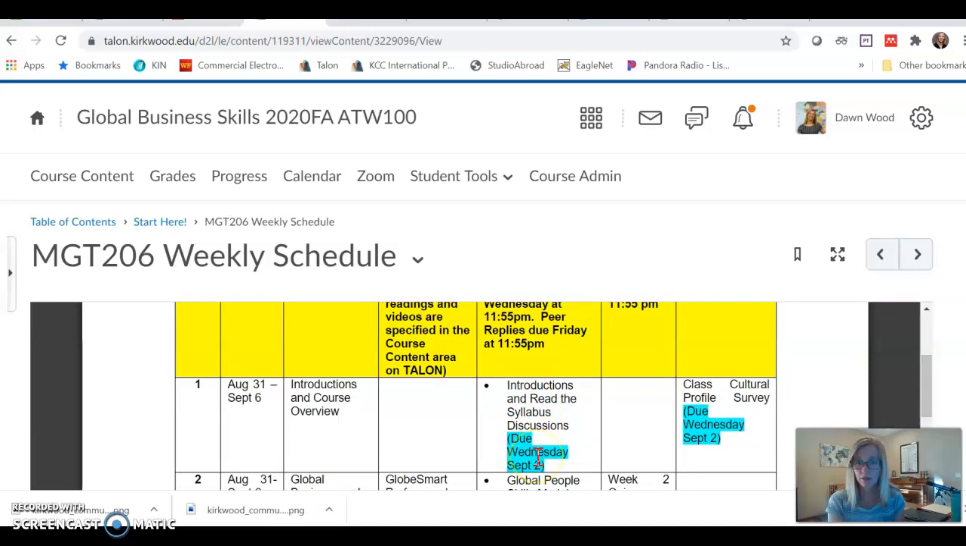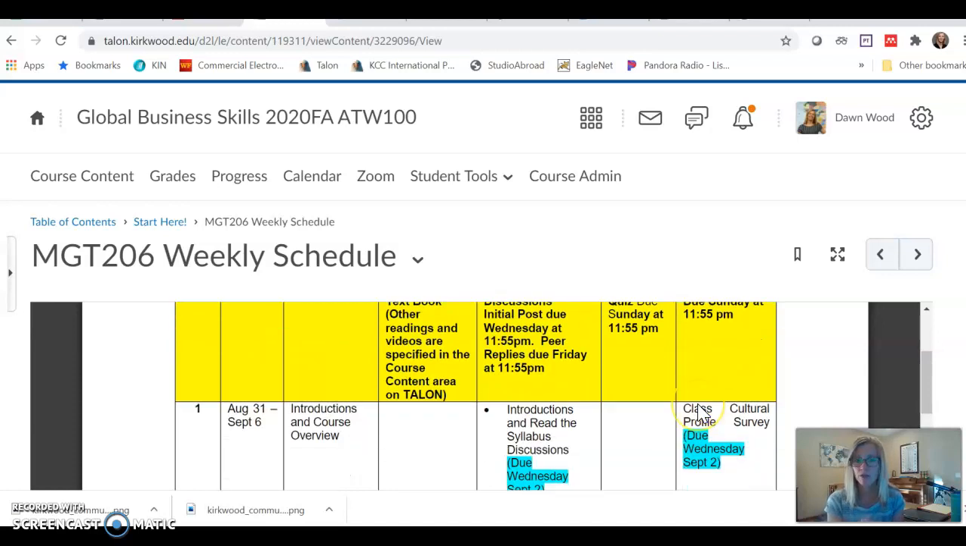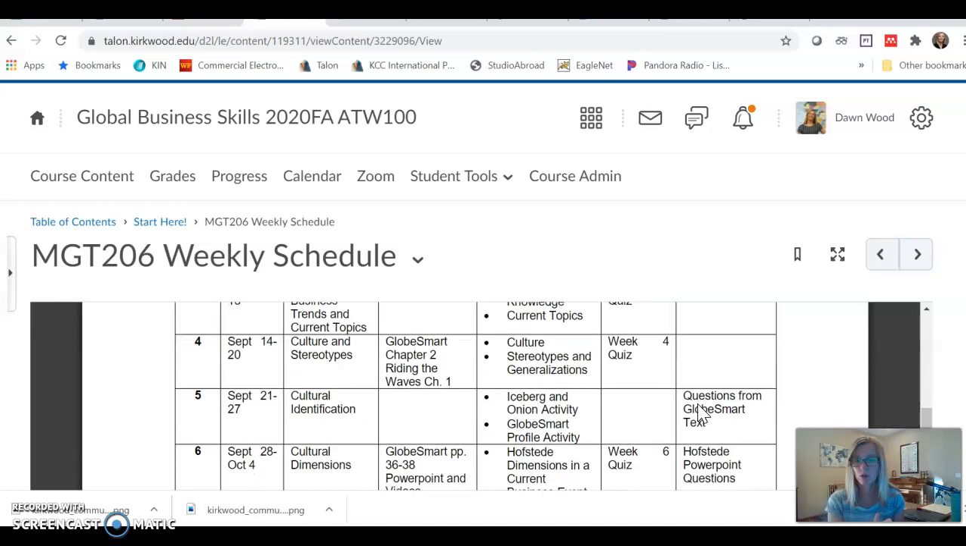For week 1, you'll have this chart set up so that you have the number of the week, the dates of the week, what the theme of that week is, what the readings are, what the graded discussion is, and when your discussion posts are due. There's discussion posts every week. When your quiz is due, there's a quiz most weeks, but not all weeks, and then when your assignments are due. So this lays it all out in chart format.